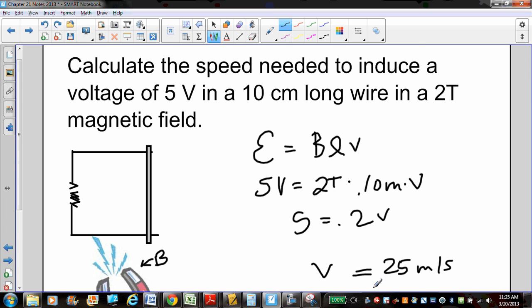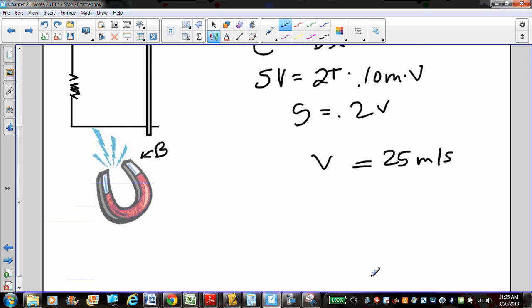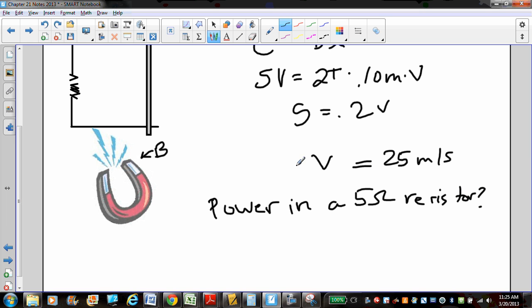We could expand on this problem. We could find, say, the power in a 5 ohm resistor. So let's say we can move the metal bar at 25 meters per second, and let's say that this is a 5 ohm resistor, and remember that we just induced 5 volts of EMF through that resistor. What's the power? We have a couple of different ways to go here.